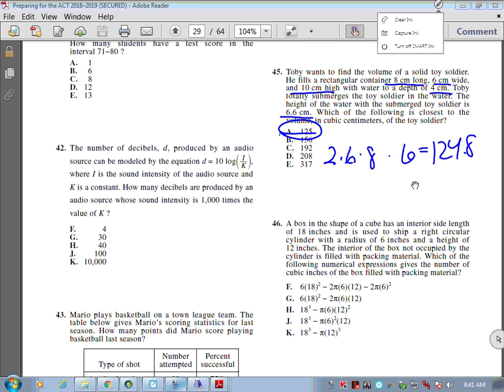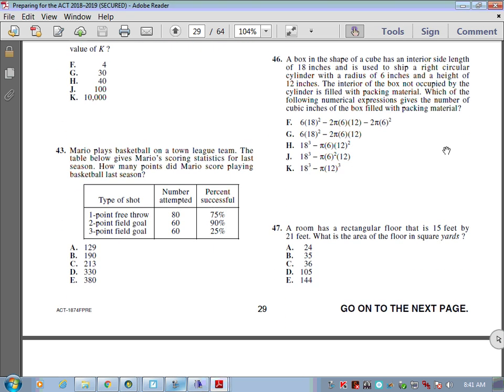All right, 46. A box in the shape of a cube has an interior side length of 18 inches and is used to ship a right circular cylinder with a radius of 6 inches and a height of 12 inches. The interior of the box not occupied by the cylinder is filled with packing material. Which of the following numerical expressions gives the number of cubic inches of the box filled with packing material? It is a cube, 18 by 18 by 18, so the volume of the cube is 18 cubed. Does that make sense? Then we want to subtract the volume of the cylinder.